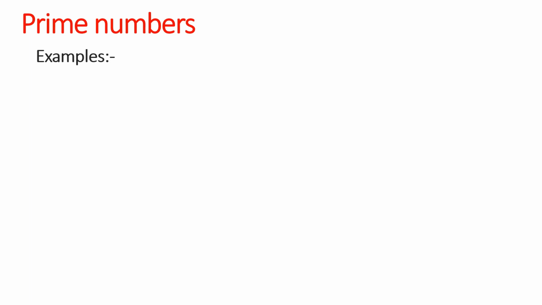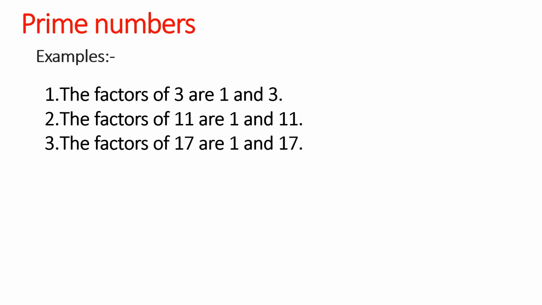Now let us learn what are prime numbers. Example, the factors of 3. Now what are the factors of 3? 1 and 3. Factors of 11 are 1 and 11. Factors of 17 are 1 and 17. So what are prime numbers then?